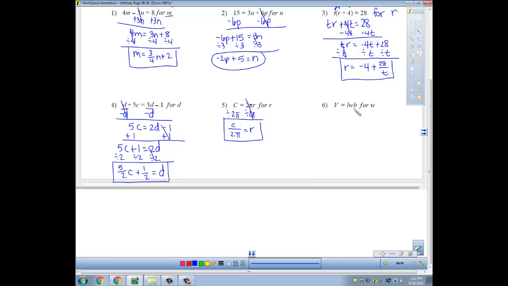Number 6 is very similar. We want w by itself. It's okay that there's an L and an H on both sides of it. It's all multiplication on the right, so I'm going to do the same thing as I did with number 5 and divide both sides by LH.